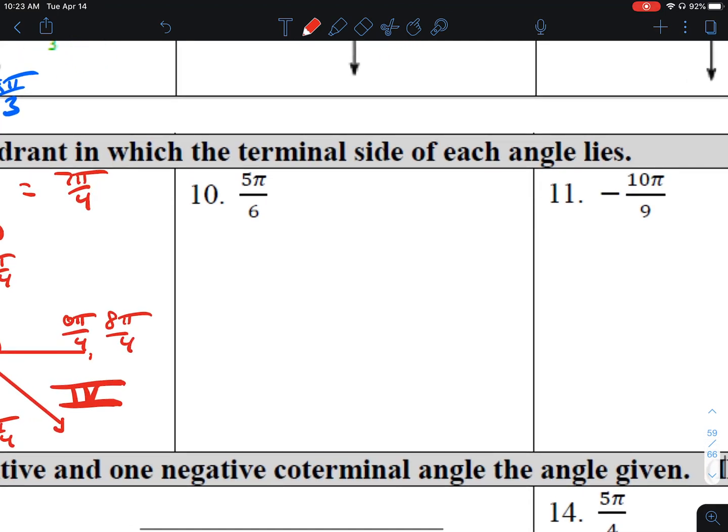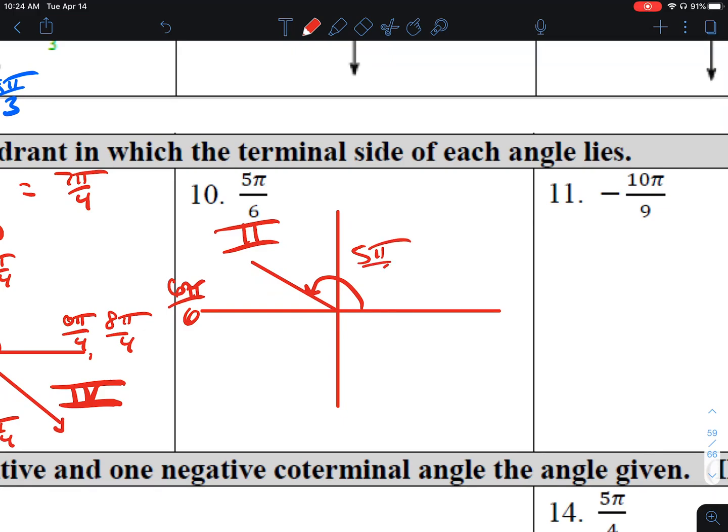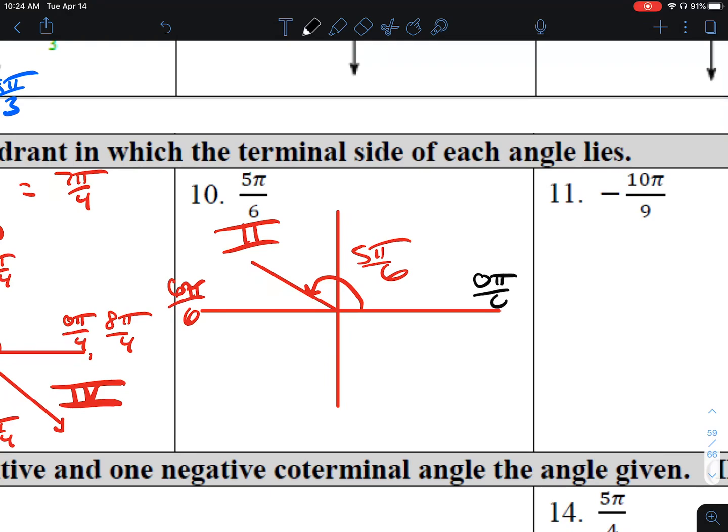Number 10, 5 pi over 6. If you go big picture for this, hopefully you know at this point that half a revolution is pi. Pi is the same as 6 pi over 6. This is just short of 6 pi over 6. So this is going to be in quadrant 2. If you need more of an explanation, start out at the beginning at 0 pi over 6. Halfway between 0 and 6 is 3 pi over 6. 5 pi over 6 clearly falls between 6 pi and 3 pi.